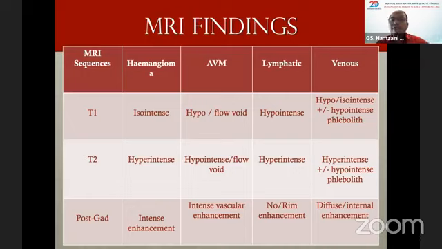Venous malformations are usually hypo- or iso-intense on T1 and may have some phleboliths within, which are hypo-intense on T1 and hypo-intense on T2. The venous malformation itself will be hyper-intense on T2, and when you give contrast, it will enhance within the tubular, serpiginous venous malformation.